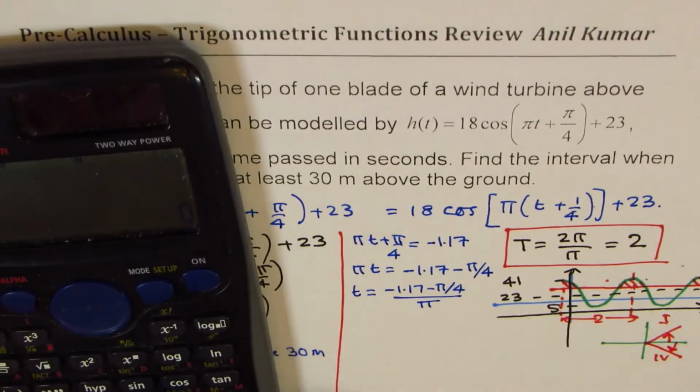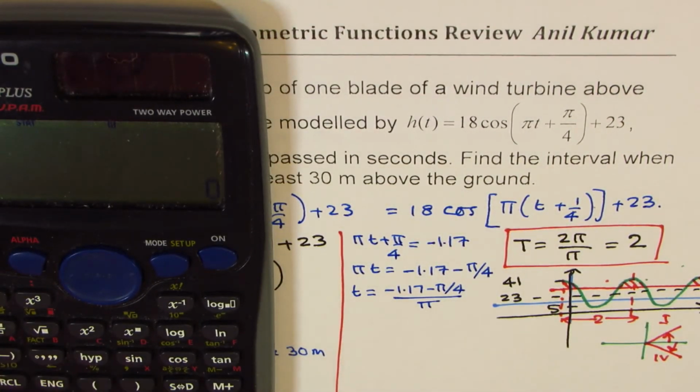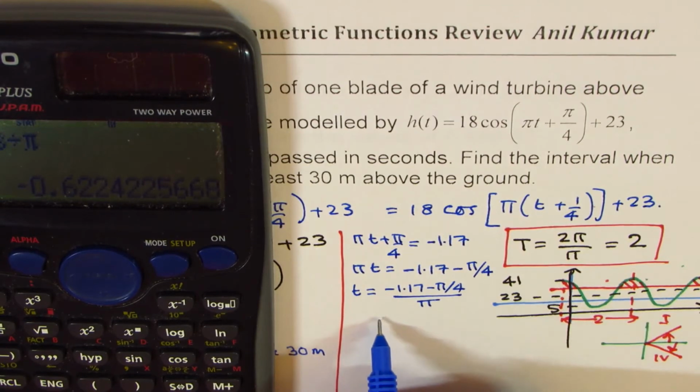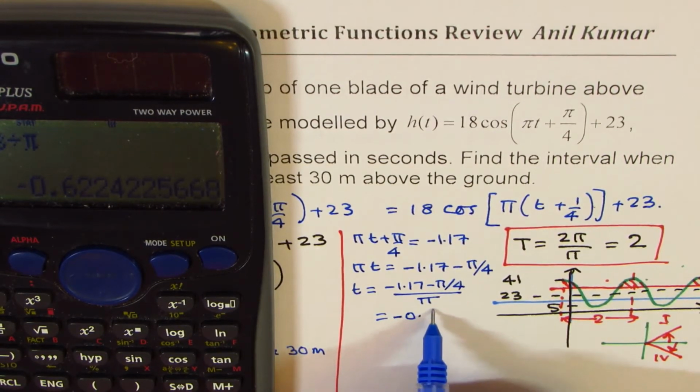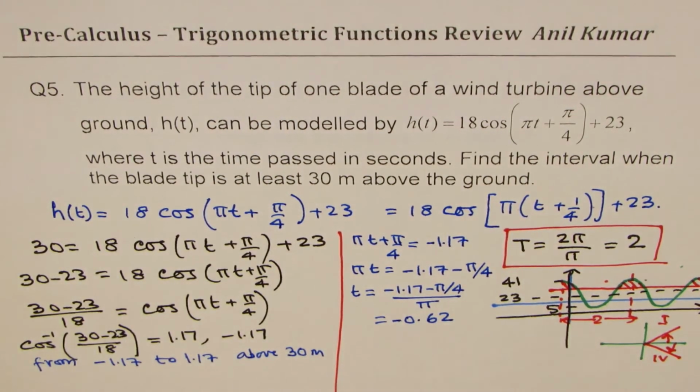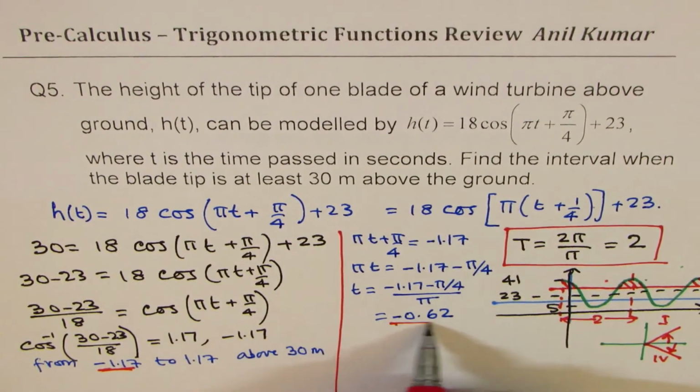Is it okay? So it is minus 1.17 minus pi by 4, divided by pi, and this equals minus 0.62. So this is one value, correct? This value corresponds to the negative value from this. So this corresponds to negative.